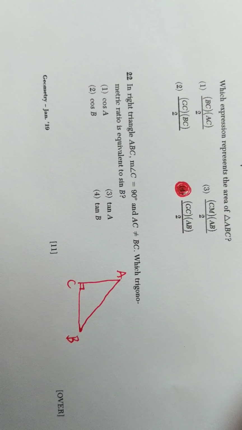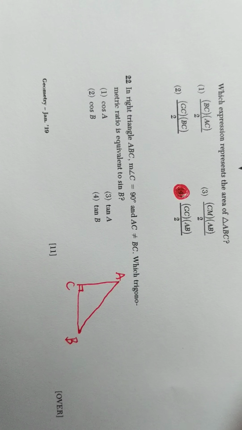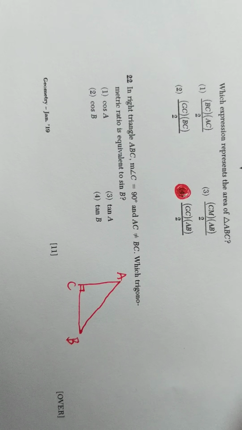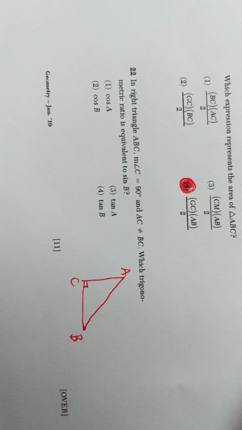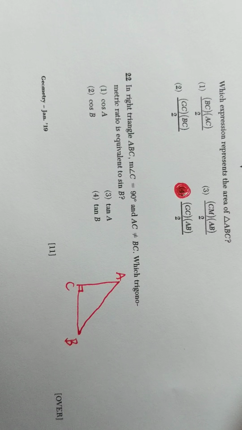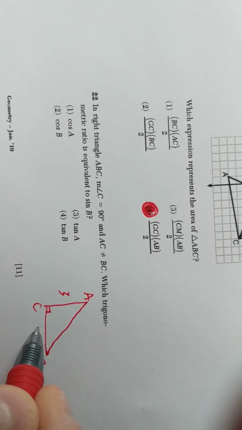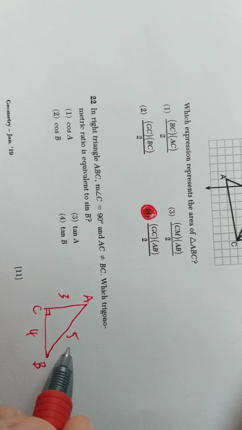I've already taught you this. Sine B always equals cosine A. The sine of one angle always equals the cosine of the other angle. So I already know the answer is 1, but you can just make up 3, 4, 5, right?